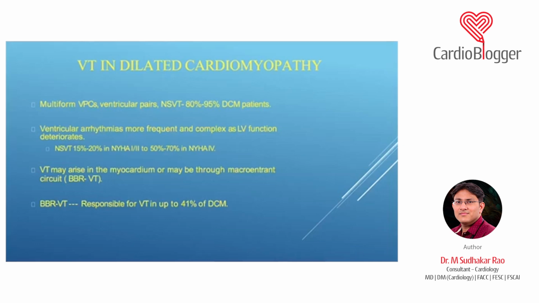And ventricular arrhythmias are more frequent and complex as LV function worsens. And as the NYHA class worsens also, ventricular tachycardia is more likely. Most of this usually arises from the myocardium, but there is one more group of VT which is seen in patients with dilated cardiomyopathy, a bundle branch re-entrant VT. So apart from myocardial VT, there is something known as bundle branch re-entry VT, which I will discuss in the next few slides, and it is due to macro re-entry. So most commonly, in 60% of the cases, it's because of the myocardium. In 40% of the cases, it is due to the bundle branch re-entry.